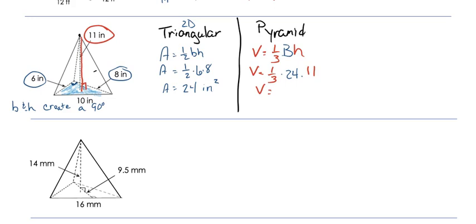And when I type in 24 times 11, now I want 1/3 of that. So I'm going to divide that by 3. So 24 times 11 divided by 3 is 88. So 88 inches. Now inches 3D, right? We now I added height, so it's inches cubed.